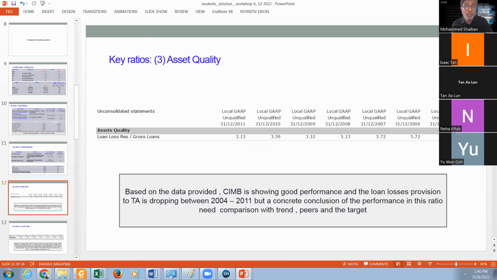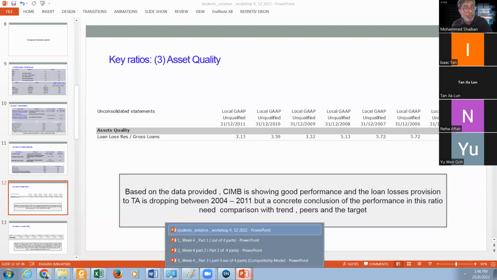So you can see in 2005, it was 5.43 out of the total loans. This is an indicator of credit risk. But then it dropped to 5.72, and then continued the trend of dropping until it became 3.13. So when you say it is dropping, it's good, yes, they are going well and controlling their credit risk over the years. They are improving. Okay, let's go to the next question.